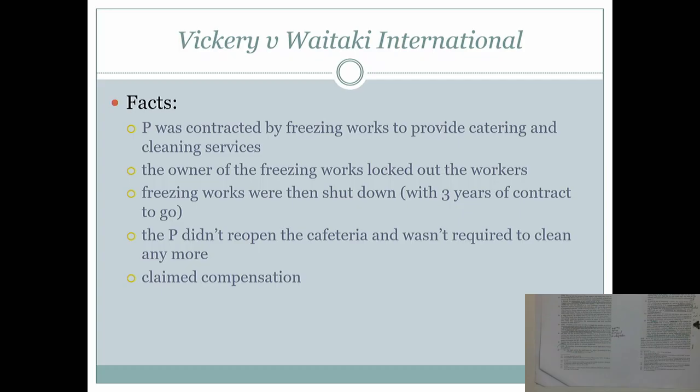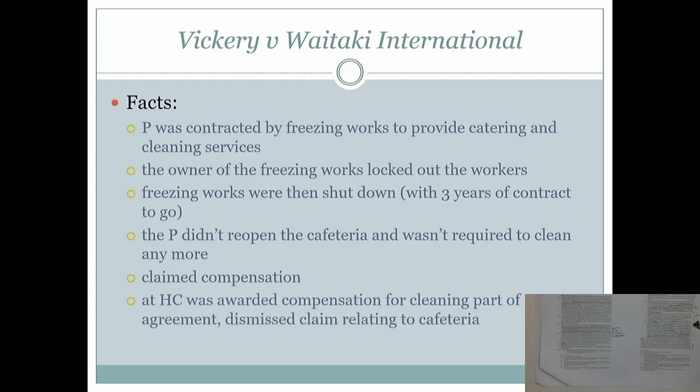You shut down the freezing works. I had 3 years left to go on this valuable right to run a cafeteria. I can't run the cafeteria anymore because there's no one there, there's no point. I've lost money, therefore I'm suing you for compensation. On what grounds? On the grounds that there was a contractual obligation on you to provide a freezing works number of employees as a potential buyer base for my cafeteria.